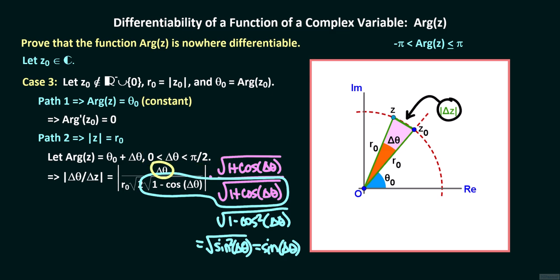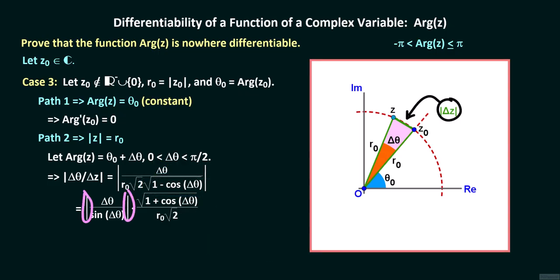We put delta theta over sine of delta theta, and the rest in a separate fraction. We can also do away with the absolute value since delta theta and sine of delta theta are positive, so that we now have the difference quotient sans absolute value.